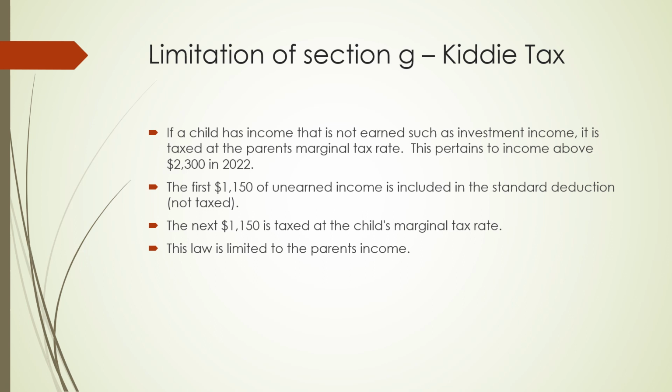The next $1,150 is taxed at the child's marginal tax rate. So if you only have the $1,150 in there, that's all you're going to be taxed on, while the first $1,150 is excluded. So it would be very low compared to what your parents would be at if they're at $50,000, $60,000, $200,000.